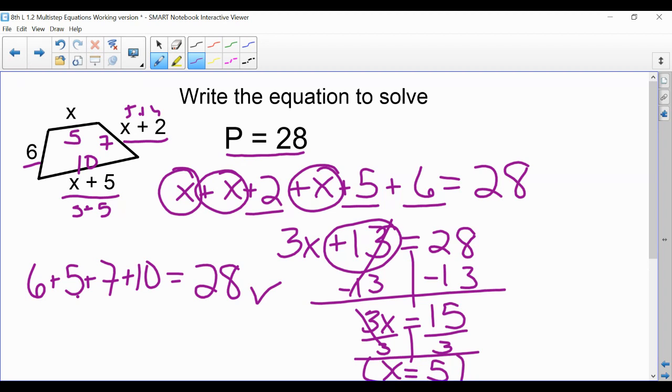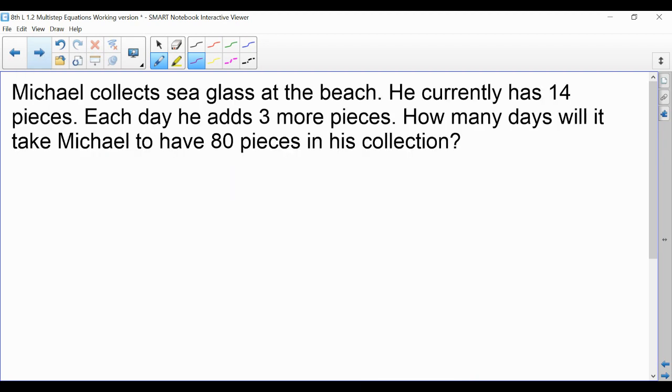And then we learned how to do some word problems. Our first word problem says, Michael collects sea glass at the beach. He currently has 14 pieces. Each day he adds 3 more pieces. How many days will it take Michael to have 80 pieces in his collection? So at the end, we want to know he's going to have 80 pieces in his collection.